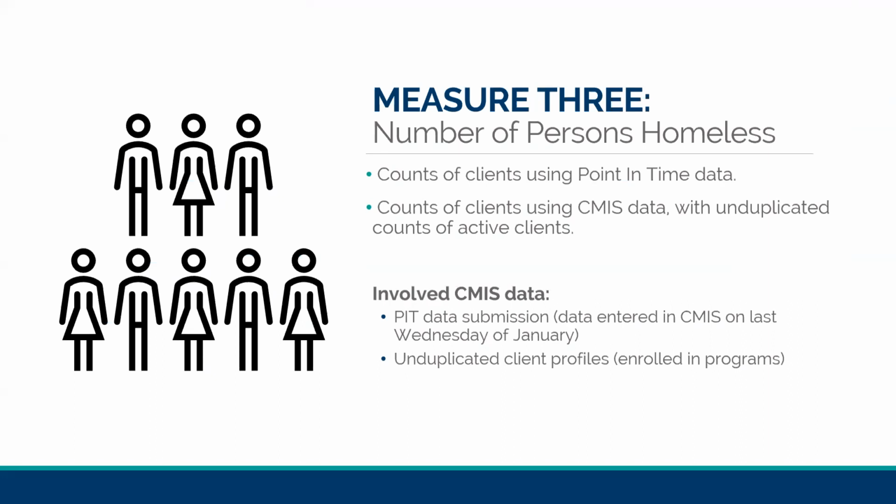Measure 3, number of persons homeless, counts clients considered homeless in our COC through the point-in-time count as well as active clients enrolled in CMIS programs. Not only do project entries and exits need to be accurate for all clients being served in programs, but the elimination of duplicate profiles for clients results in a more accurate number for this count. This number is used to share if our state's homeless population is increasing or decreasing, so we'd want to make sure the numbers being released are accurate.